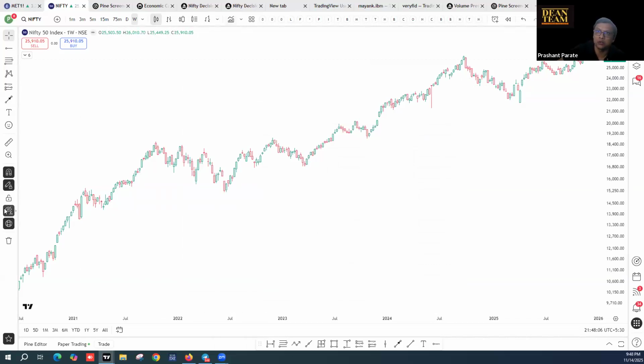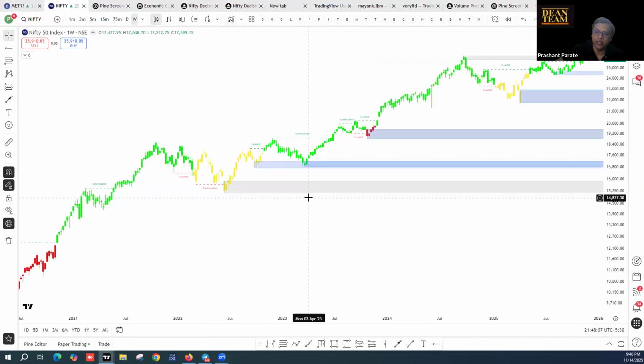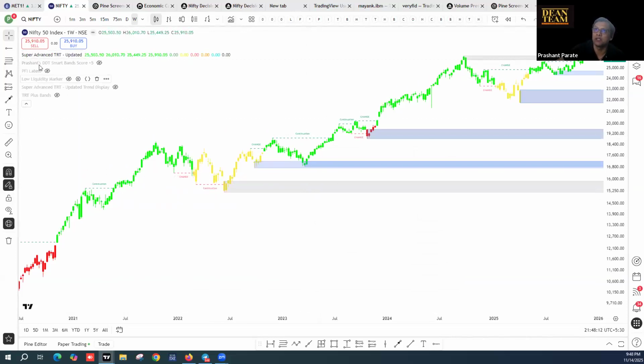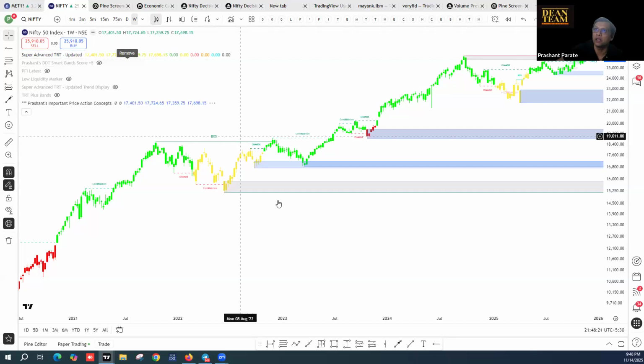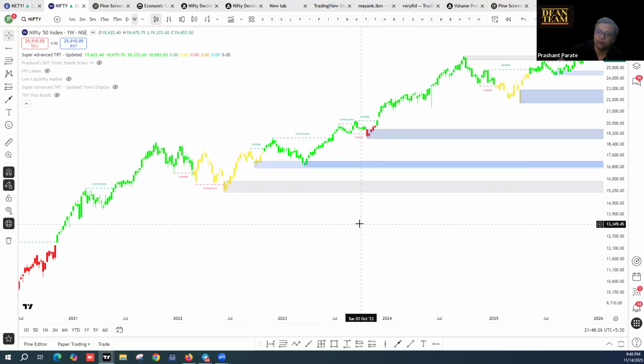And the free version allows only 2 indicators at a time. Therefore, if there are any indicators already present on the chart, just bring your cursor on that indicator name and click here, remove. So just remove that indicator and then add. Otherwise, it will not be visible. It will show some error that it's not possible to add.